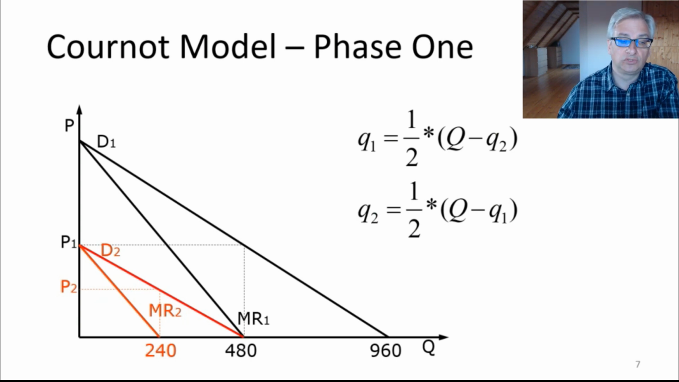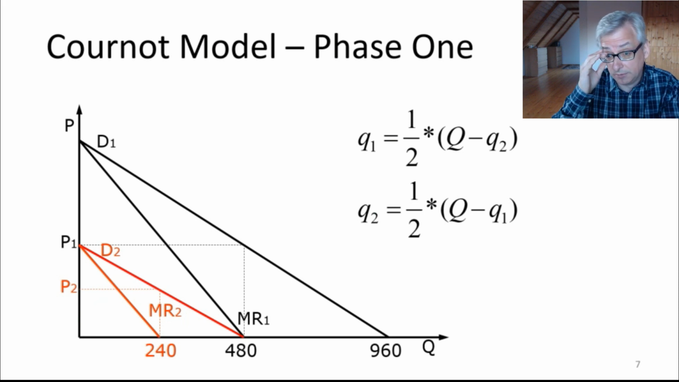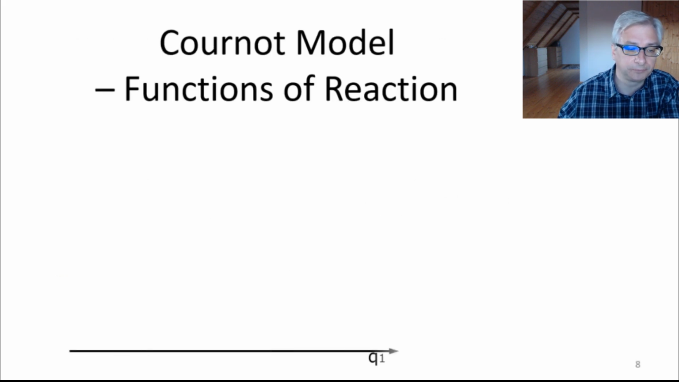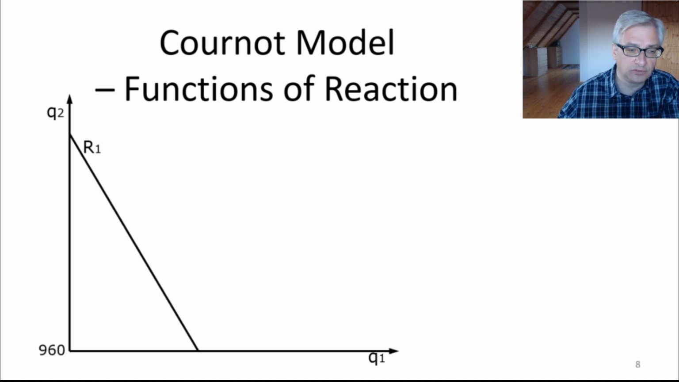Alright, we are not going to solve this model here with this graph, but we can try to use those functions of reaction and see where they would take us. So, let's have them. This is Q1, this is Q2. 2 dimensions, each dimension for each player. The reaction function of the first one. So that tells you how much the first one would produce depending on what the second one produces. You can see it clearly.